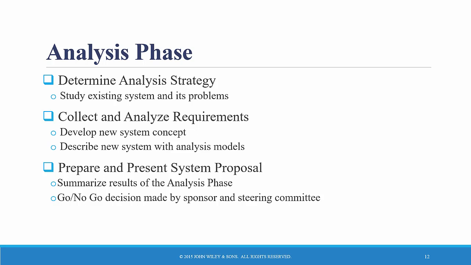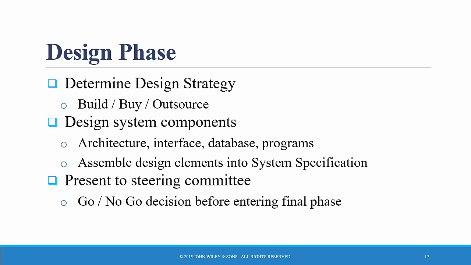Notice how that term requirements pops up again and again in discussing the analysis phase. The key deliverable in analysis, I should have mentioned, is the system proposal. The analyses, the concept of the system, the requirements, and the models are combined into a document called the system proposal. This deliverable describes the requirements the new system should satisfy.